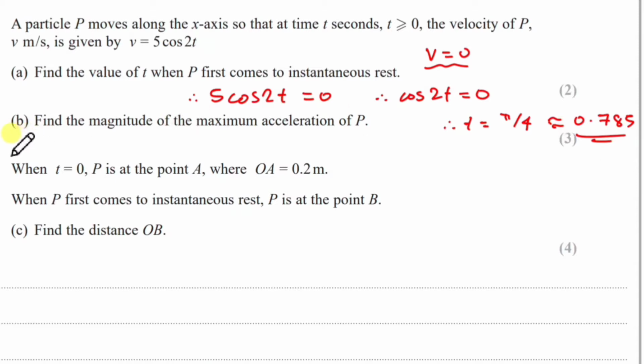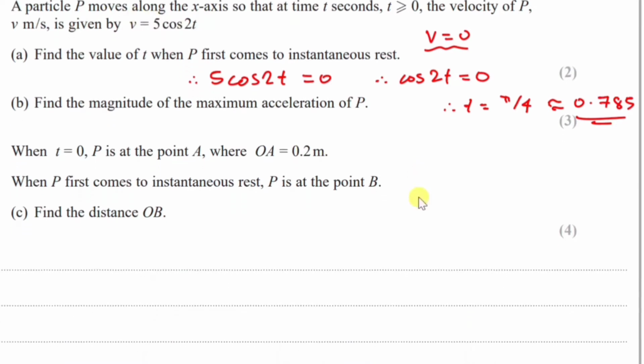Now for part B, find the magnitude of the maximum acceleration of P. First things first, let's get to acceleration. How do you go from velocity to acceleration? Well, all you've got to do is differentiate. There's a certain rule here: you always start with displacement first. Let's call it s. s goes to v and then goes to a. This is the order of the differentiation.